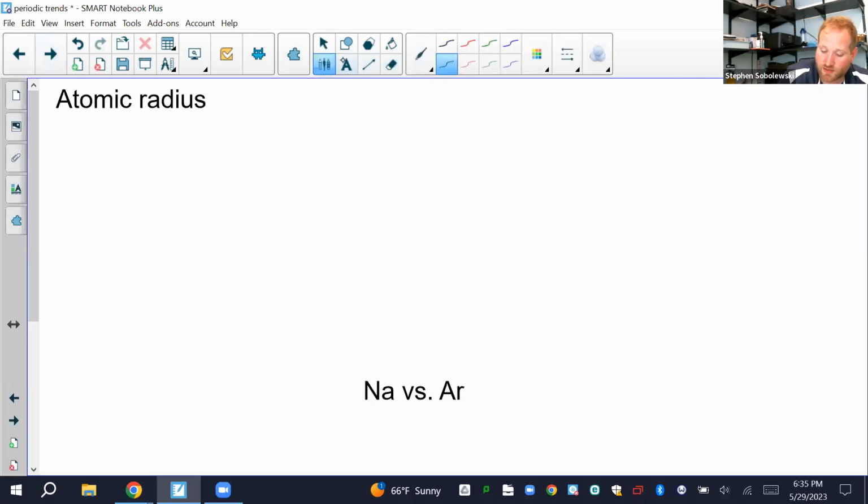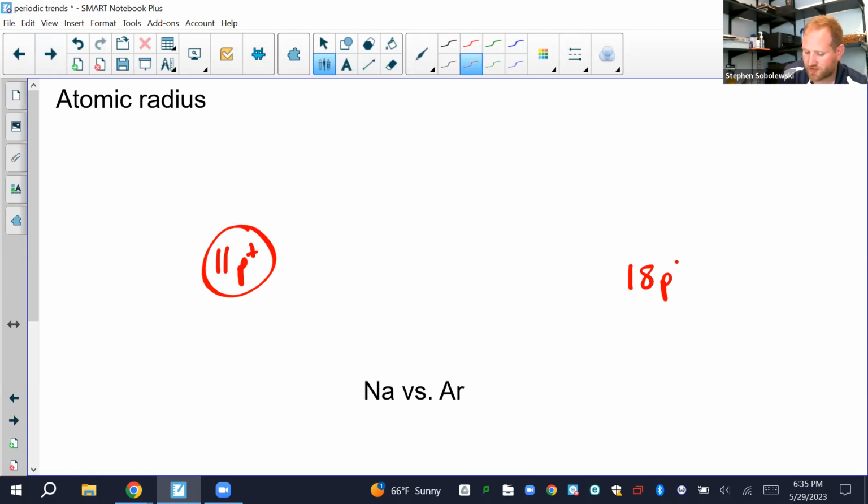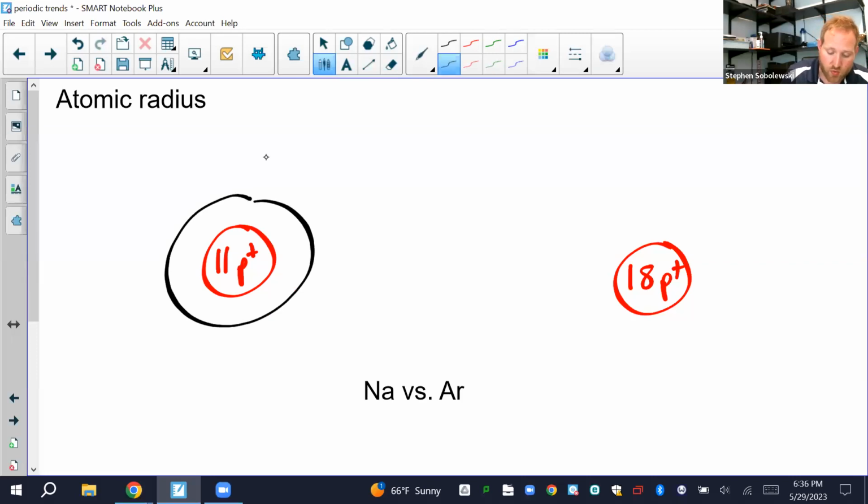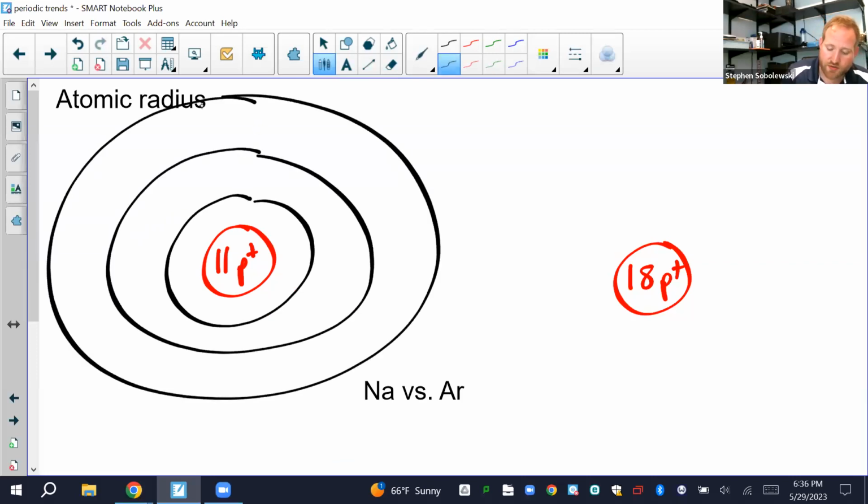For example, let's look at sodium versus argon. So sodium is going to have 11 protons in its nucleus. Argon is going to have 18 protons in its nucleus. How do I know that? Atomic number 11, atomic number 18. Now, each of these are going to have their outermost energy levels in energy level number 3. How do I know that? Period 3. They're the 3rd row from the top. So we're going to have electrons here in number 1, here in number 2, and here in number 3. And in fact, how many electrons are in sodium's outermost energy level? Just 1, because we know it has 1 valence electron.